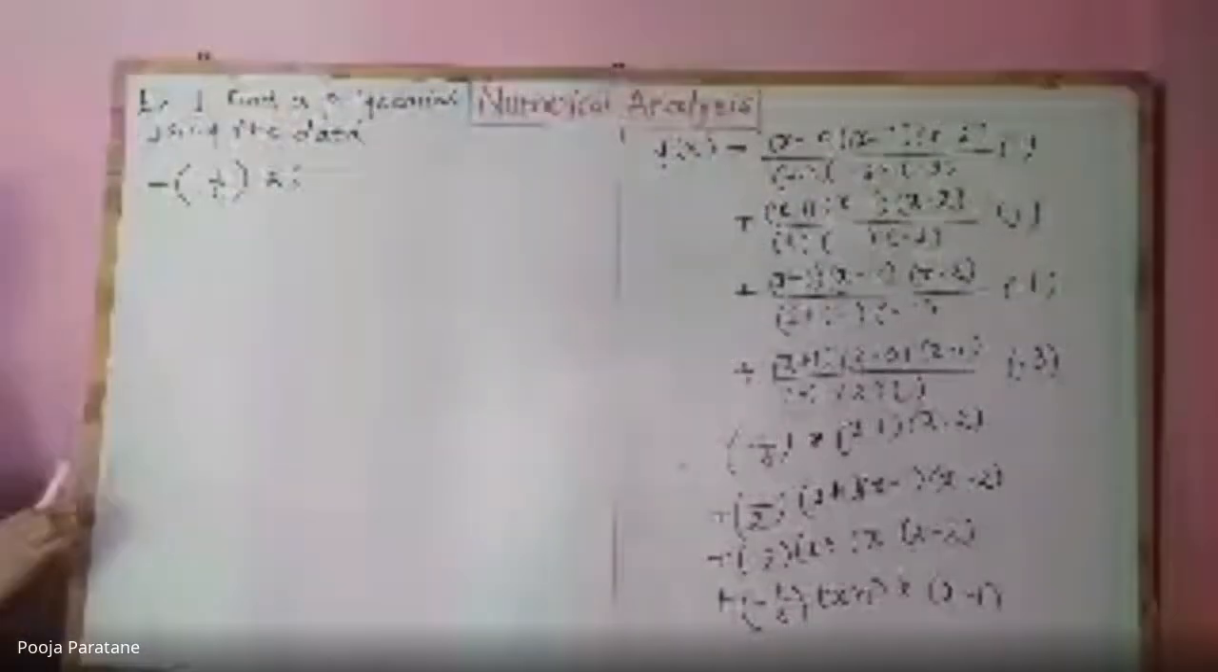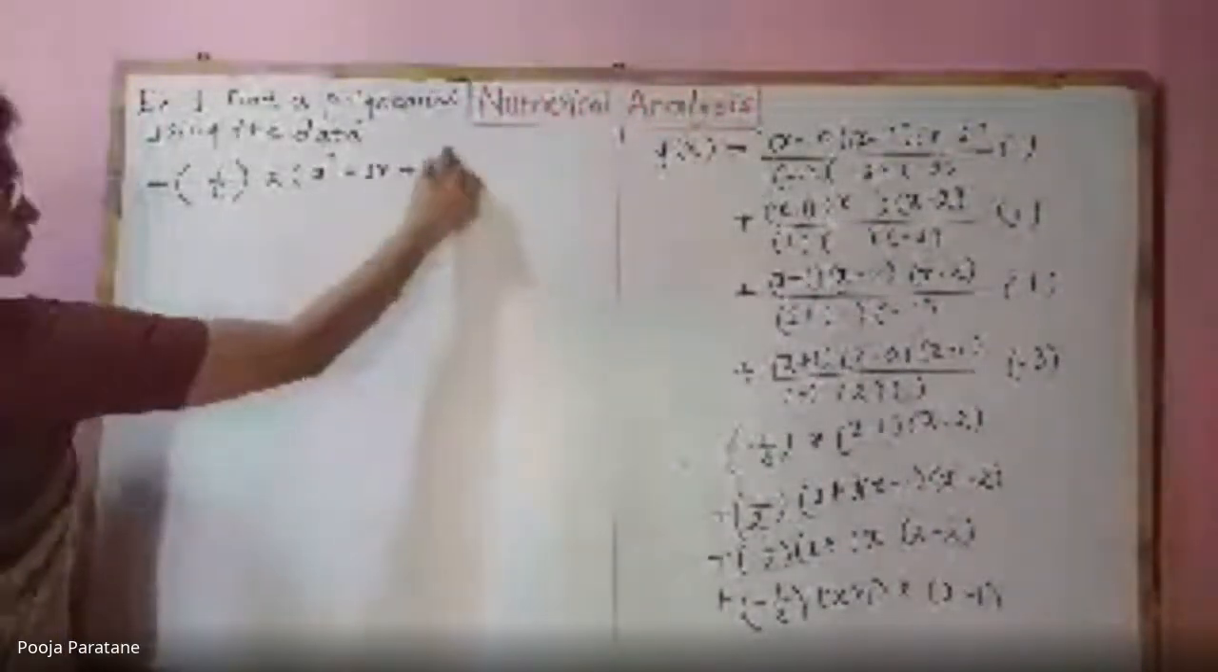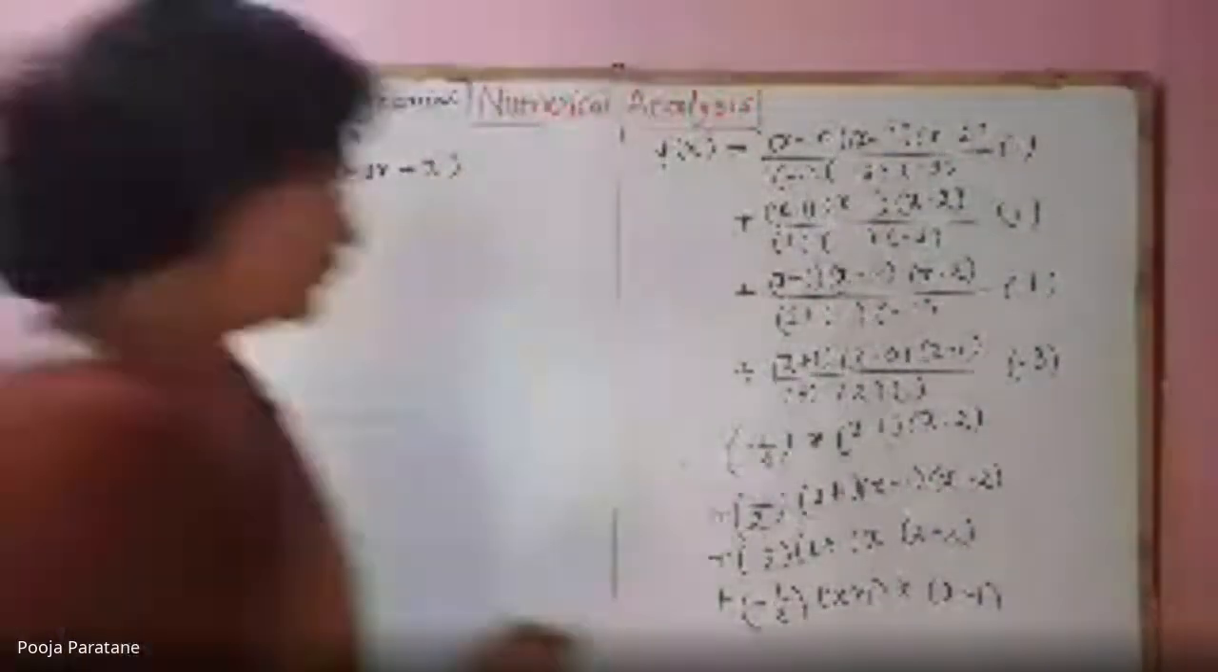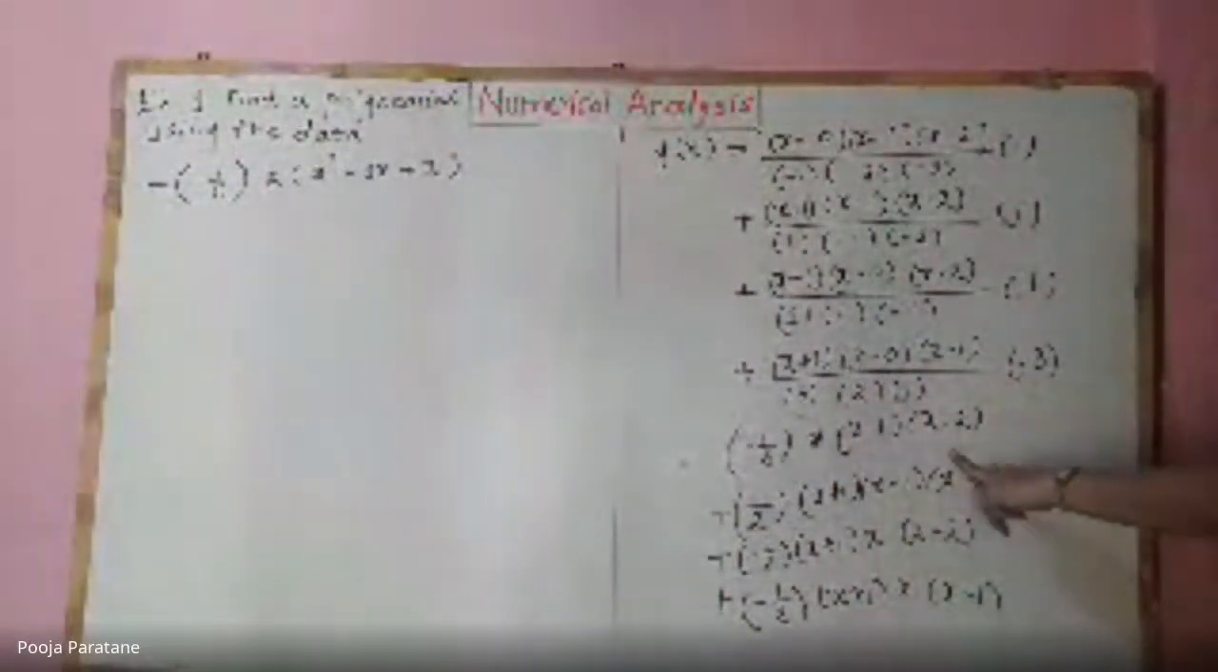So now, this constant will be as it is. Put it in bracket. Now I am multiplying the corresponding two brackets. Now x minus 1 into x minus 2, x square minus 3x plus 2. This first term we are doing. Here x minus 1 into x minus 2, so x square minus 3x plus 2.